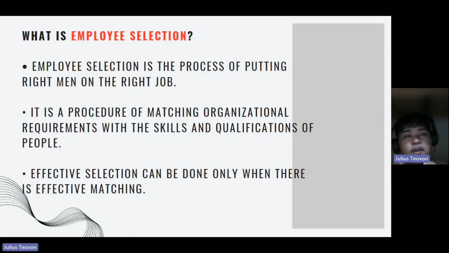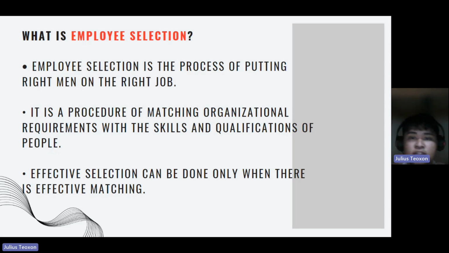First, let's define what employee selection is. Employee selection is the process of putting the right man on the right job. It is a procedure of matching organizational requirements with the skills and qualifications of people. So to have the best people in your organization, of course, the employee selection must be strong.